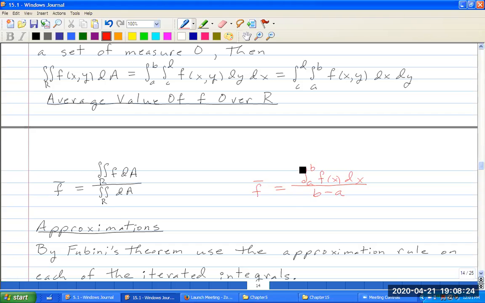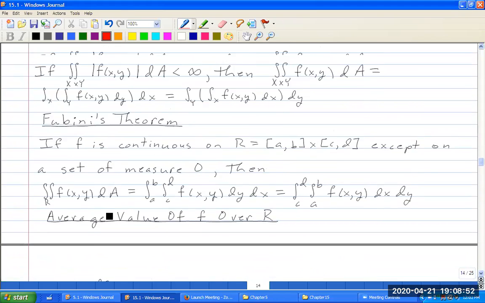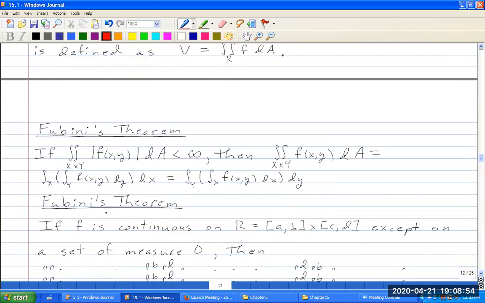And so it's the integral over some interval divided by the length of that interval. And so in the two-dimensional case, the average is just the integral of f over this region R divided by the area of the region R, which is what we had from above.